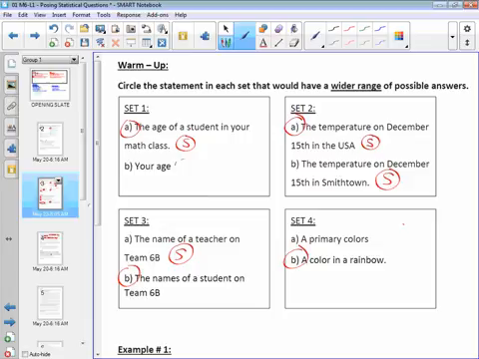Primary color. Oh, names of a student on Team 6B. Is that statistical or not? Just call it out at this point. Let's get it done. Right. It could be more than one answer. Give it an S.